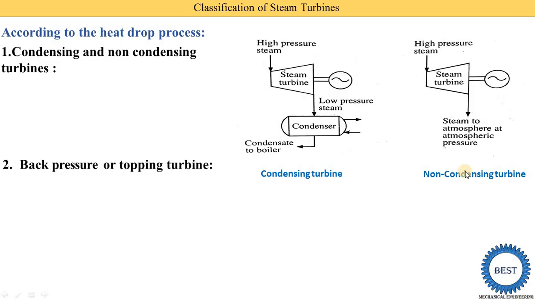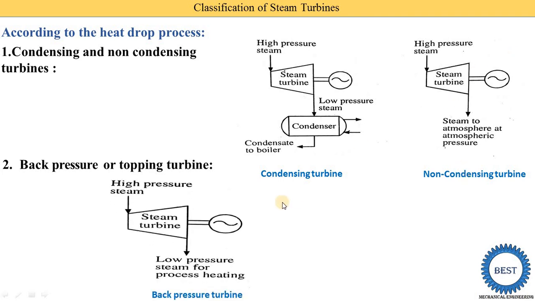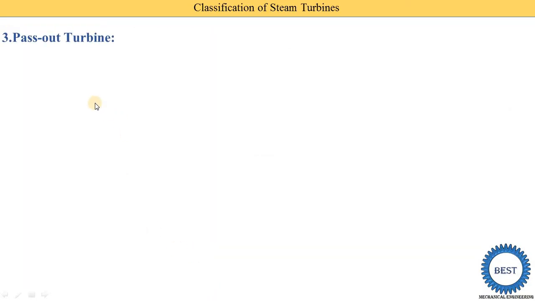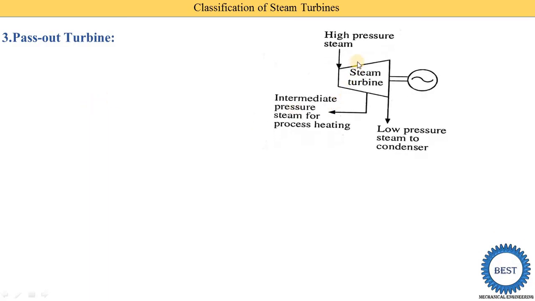Next one is the back pressure or topping turbine. Here you see the diagram for the back pressure turbine. The steam coming out from the turbine is used for different process heating. It is called a back pressure turbine. See here, this steam is not rejected to the atmosphere, but it is used for some process heating. Third is the pass out turbine. In this diagram you see the outlet is divided into two parts. One part is supplied to the condenser and intermediate pressure steam is supplied for process heating, meaning it is a combination of the last two. It is called pass out.